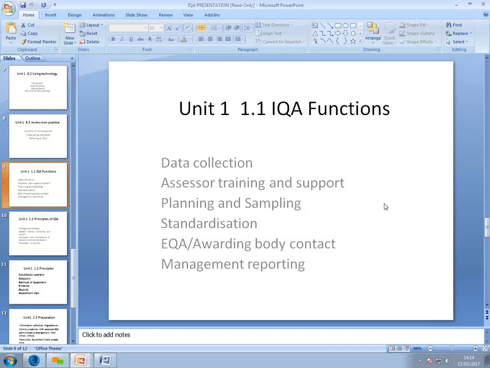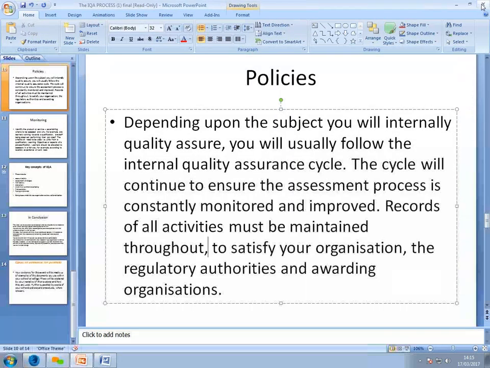Another IQA function is, of course, data collection. Oh, I'm sorry, this is covered before. I'm going back, it's jumped to the beginning of Unit 1. So I'll close that down for now. I'll open up one of the others. Down, I said.